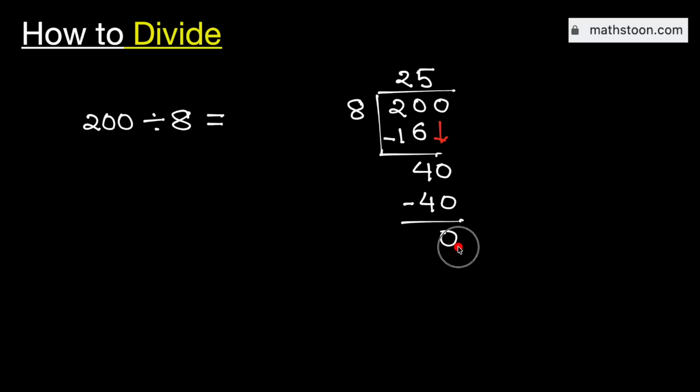As we have got the number 0 and there is no number to bring down here, so we will stop. Therefore, 200 divided by 8 is equal to 25. And this is our final answer.